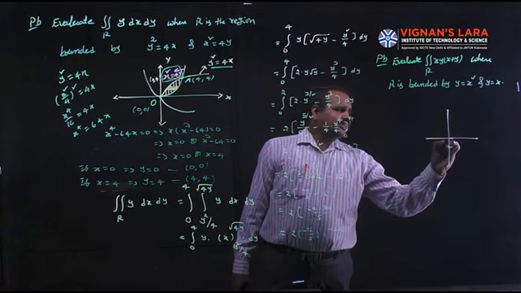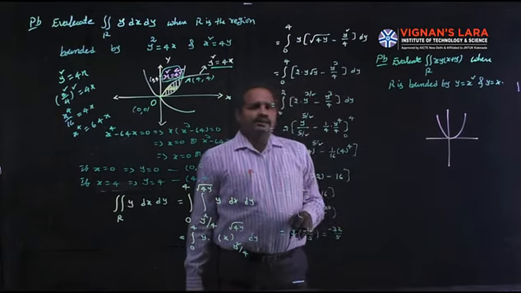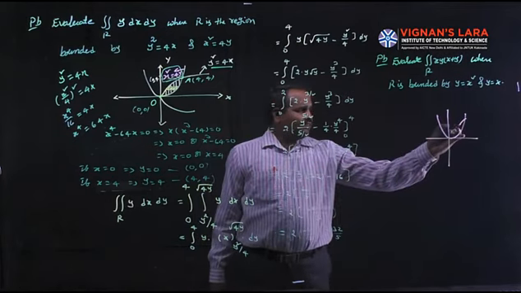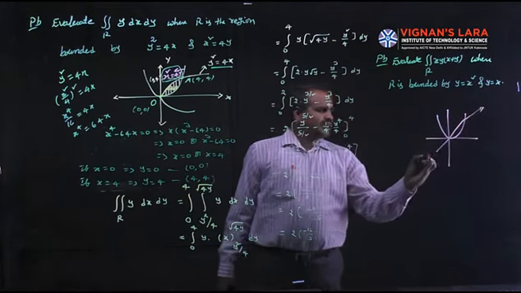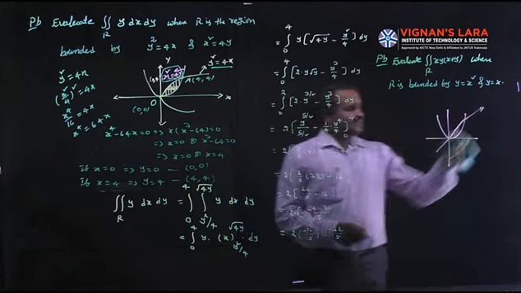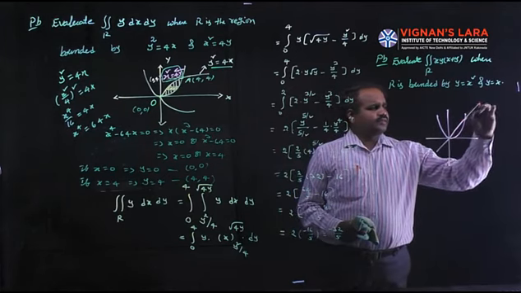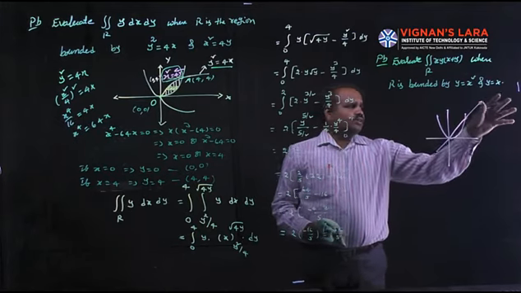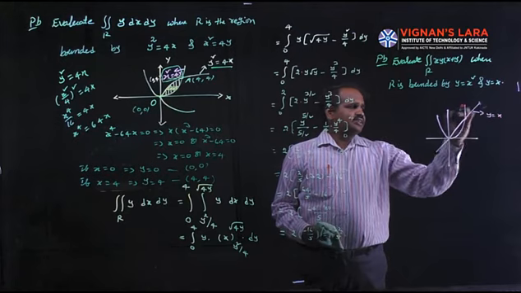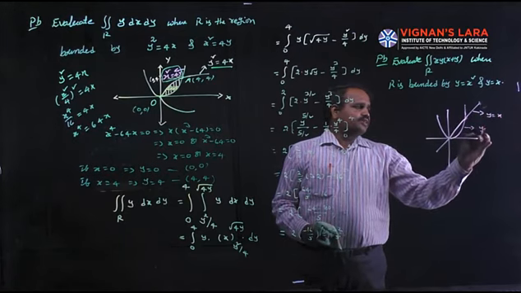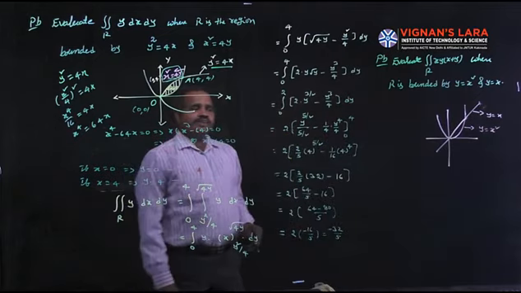y = x² is the upward parabola, and y = x is the straight line which passes through the origin. So this straight line is y = x and this is the upward parabola, y = x². Now I want the intersection points of those two.